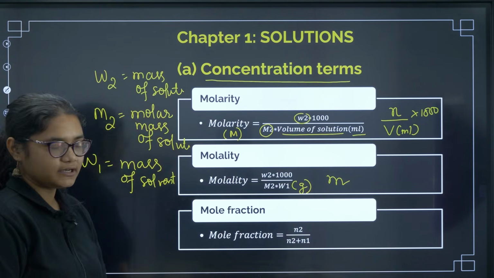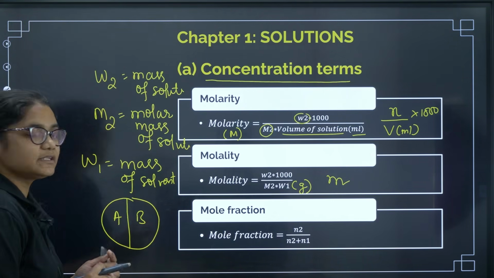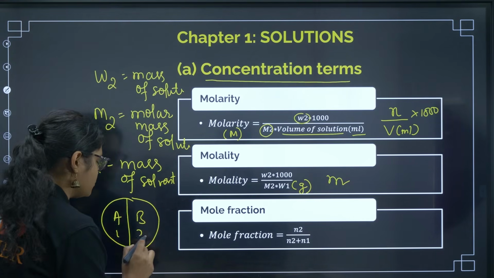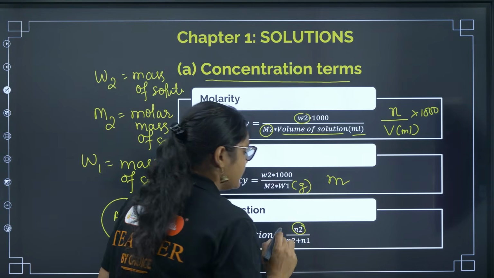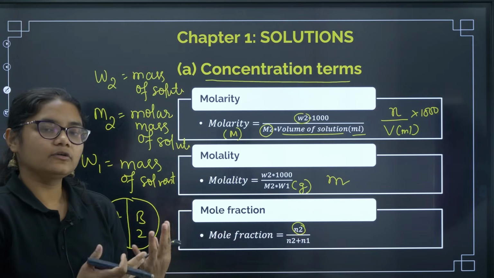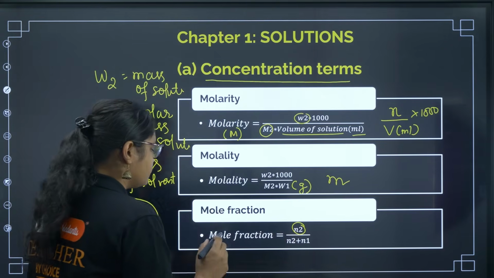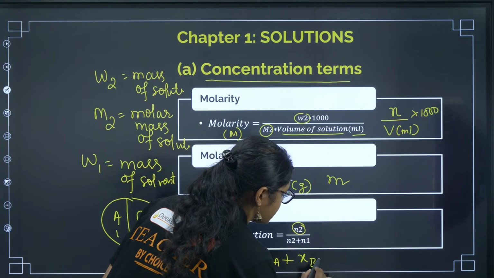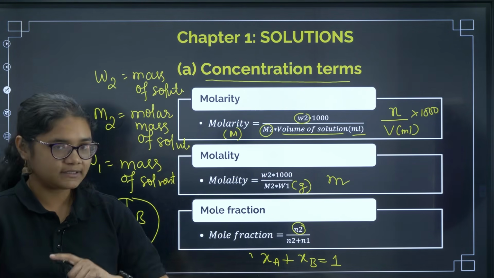Now coming to mole fraction. Suppose we have a mixture of A and B. So what is the mole fraction of A? Or rather, what is the mole fraction of 1 and 2? Two components are there, 1 and 2. So the mole fraction of the first or second component will be the number of moles of that component divided by the total number of moles. If 3 components are there, then it is N2 by N1 plus N2 plus N3. Now here we have one more thing: the mole fraction of the first component plus the mole fraction of the other component should be equal to 1. Okay, so these are 3 important formulas from concentration terms.